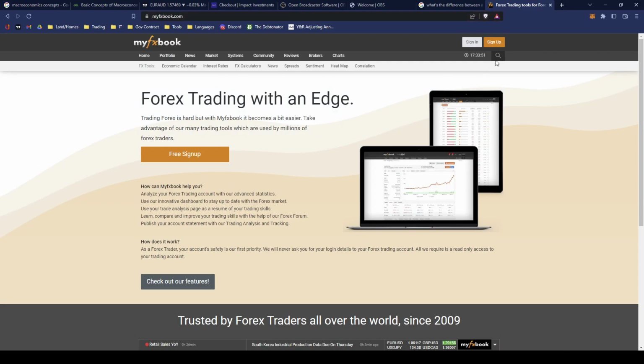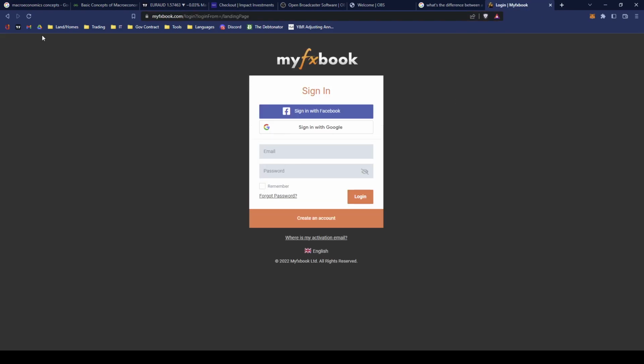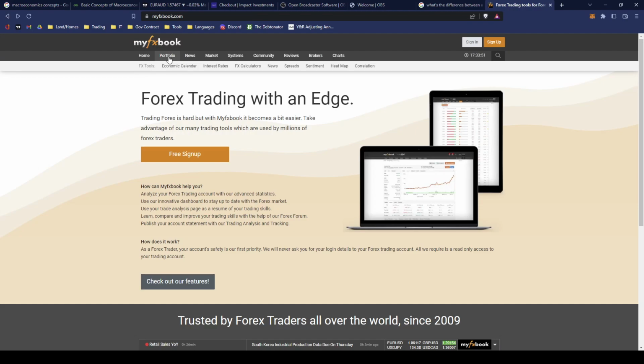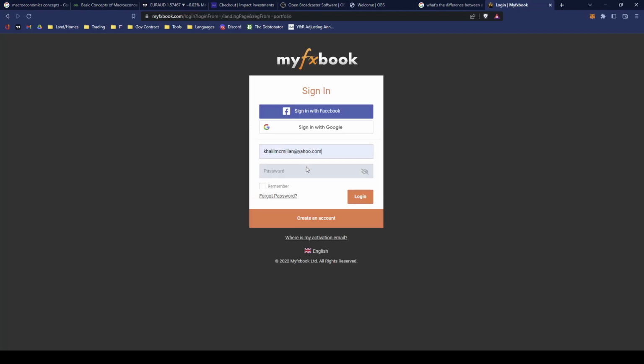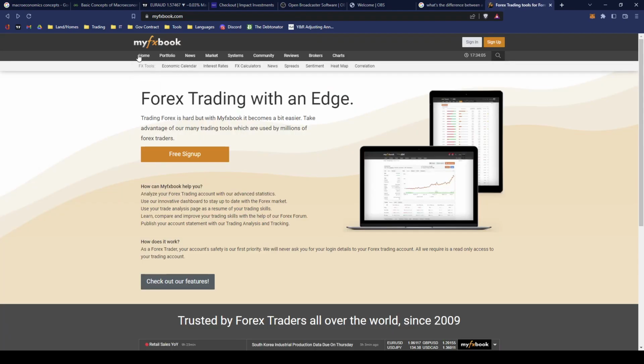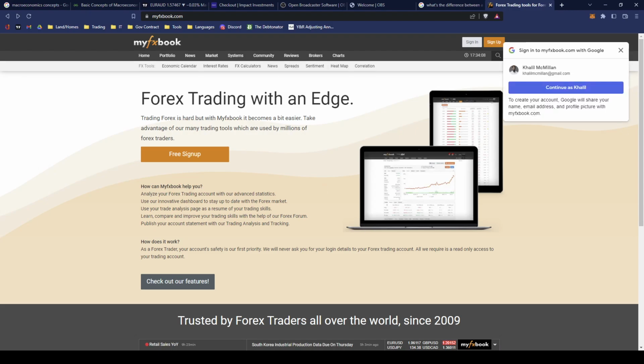Areas. So sign in. I'm not going to sign in, but you can look at portfolios here. I don't want to do this. You can look at your trading portfolios. Let me sign in really quickly.